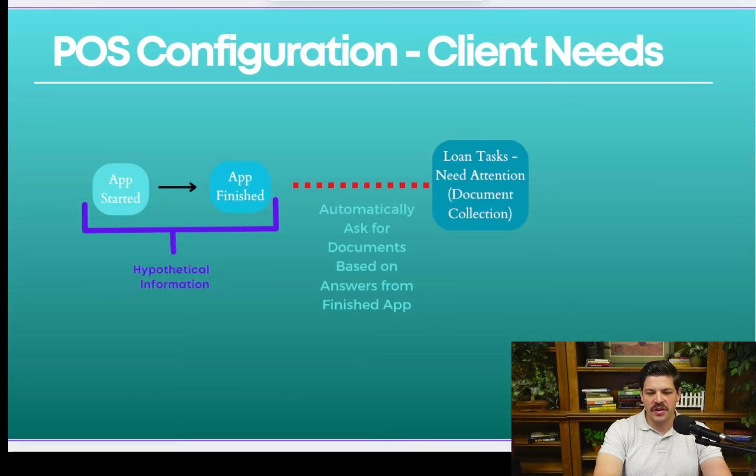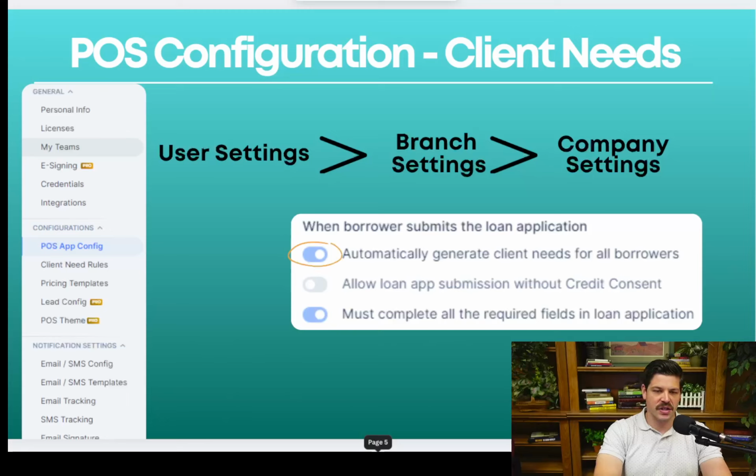The way you turn on that setting is you go into POS app configuration on the far left menu. Now you'll have to decide if you want to put this in user settings, branch settings, or company settings. Everyone's different. We have a really small brokerage, just me and my dad, so we just use user settings.